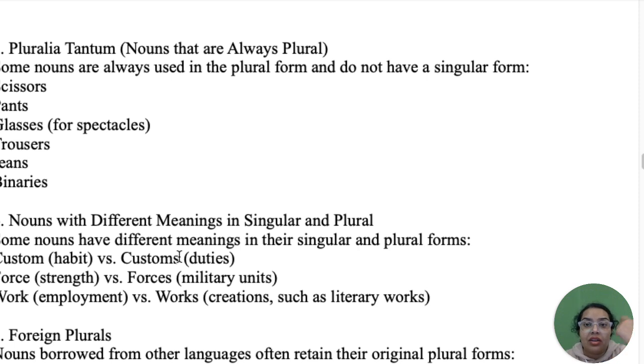Then, as I told you, the difference between people, peoples, iron, irons, water, waters. So we have some more words like custom, which means habit, but customs means duties. Force means strength, but forces means military. Work means employment, works means creations. Another popular word that we get to see.